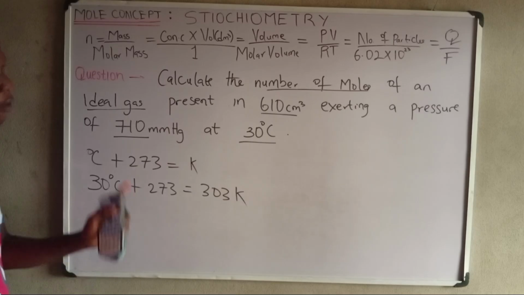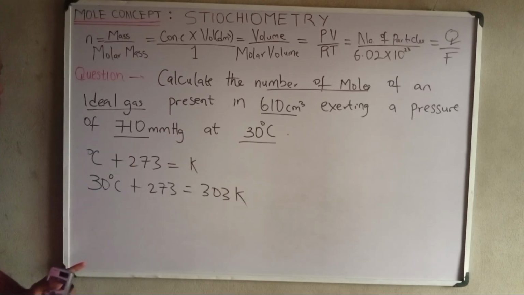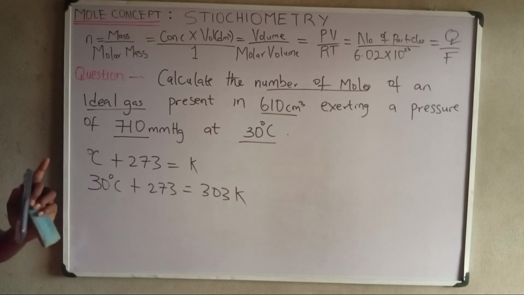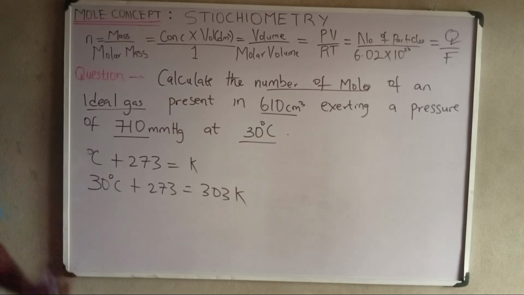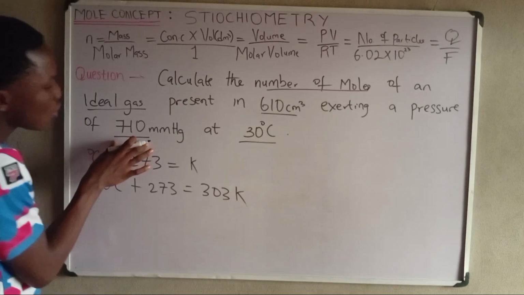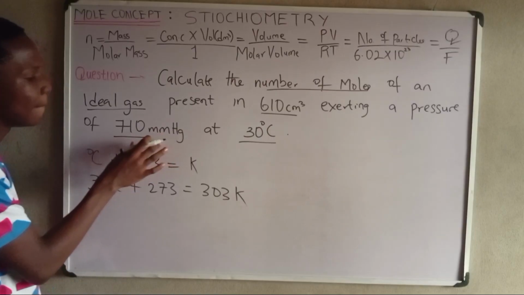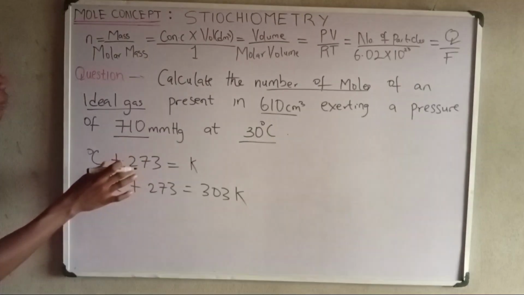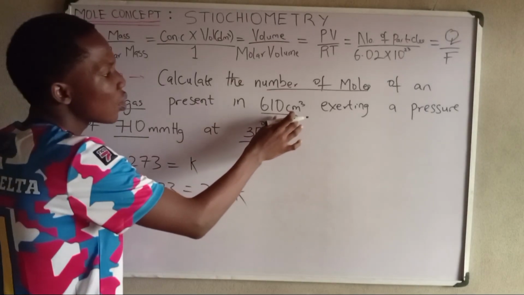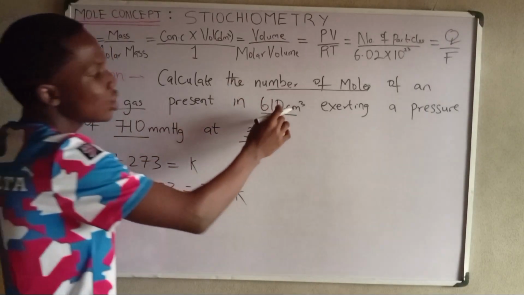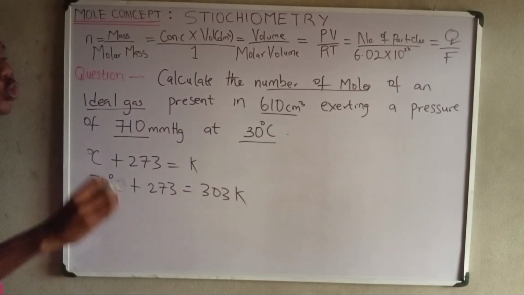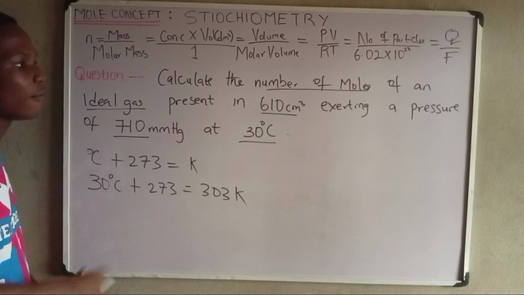Now, after converting to Kelvin, that's not all. We have to check something. Our pressure is in millimeter mercury. Our volume is in 610 cm cube. Now, what do we do with what we have observed?